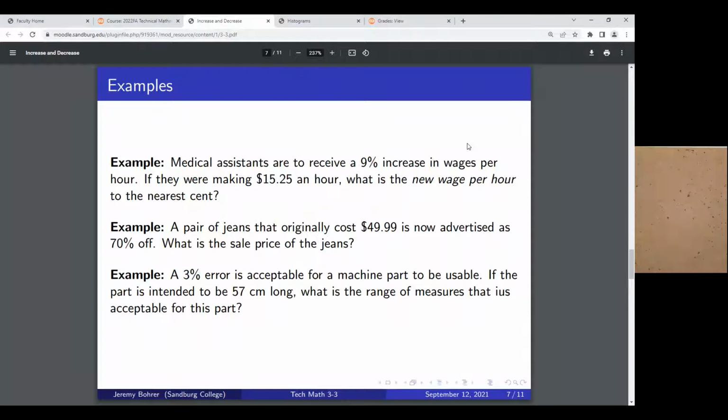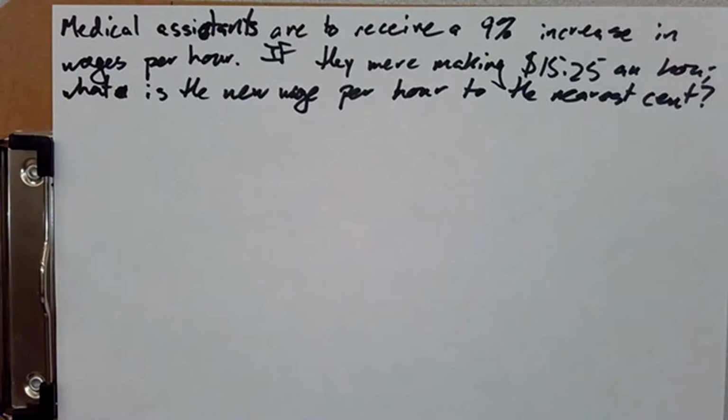Got a few more problems here, page 7. Medical assistants are to receive a 9% increase in wages per hour. If they were making $15.25 an hour, what's the new wage per hour to the nearest cent?